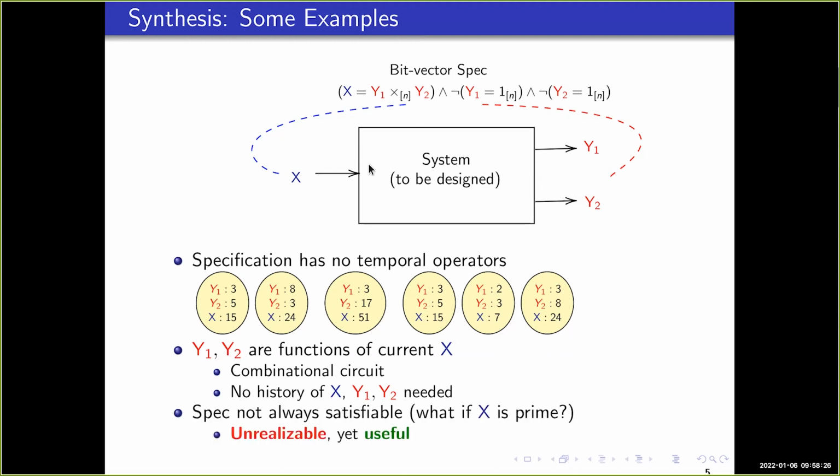But nevertheless, we've just seen that if x is prime, you can't generate y1 and y2. So technically, this is an unrealizable specification because the environment always has a way of providing an input such that no matter what you do, the specification will be violated. But yet you see that even when a specification is unrealizable, it's sometimes useful to design systems, since a specification being unrealizable just means the environment has some adversarial input that it can provide, which will make you violate the specification.